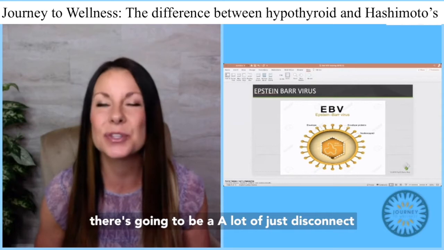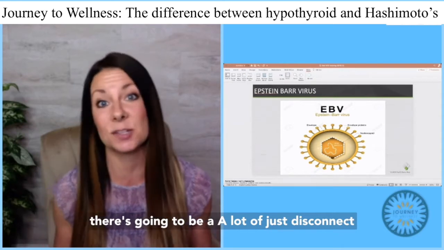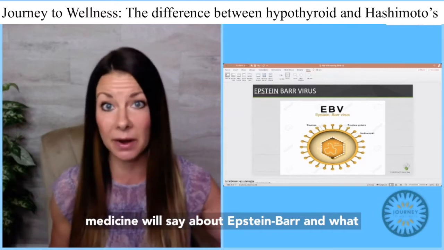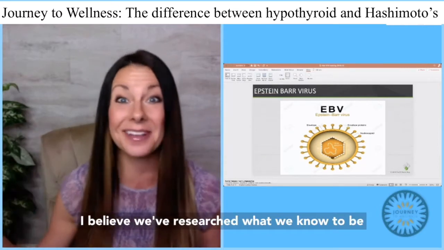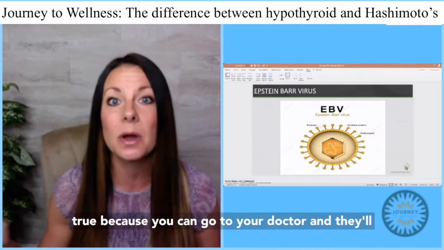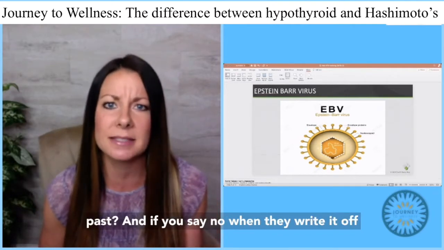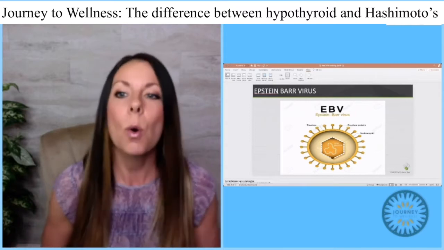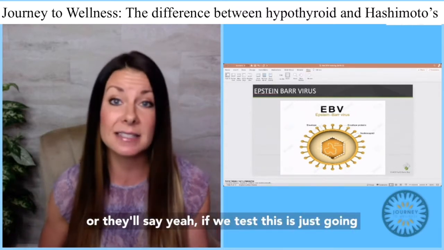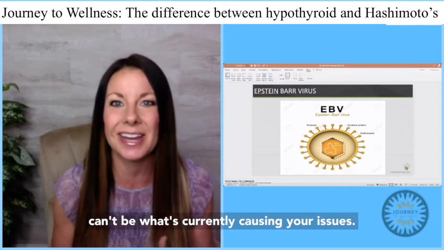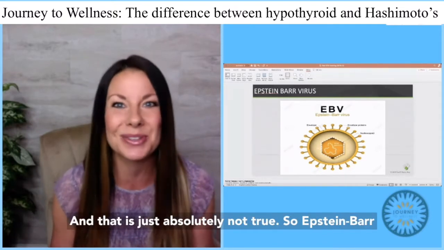Now, again, there's going to be a lot of disconnect between what your traditional, mainstream medicine will say about Epstein-Barr and what I believe, what we've researched and what we know to be true. Because you can go to your doctor and they'll either ask you, well, did you have mono in the past? And if you say no, then they write it off. Or they'll say, yeah, if we test this, it's just going to show that you had an infection in the past. This can't be what's currently causing your issues. And that is just absolutely not true.